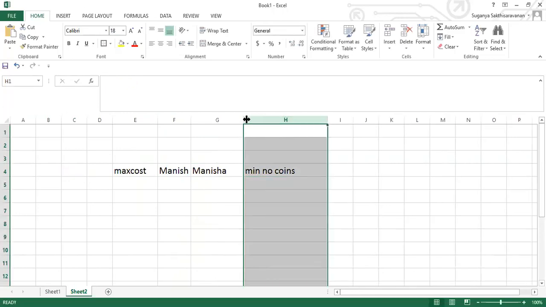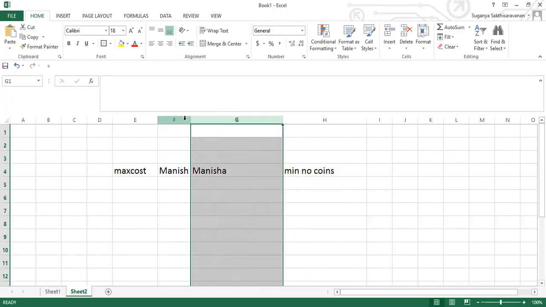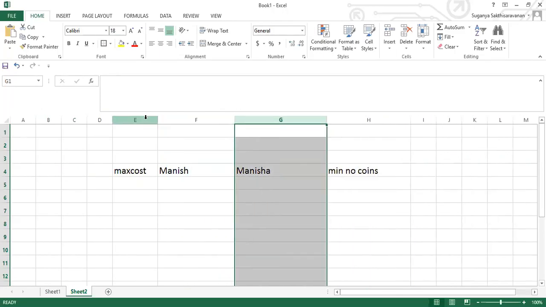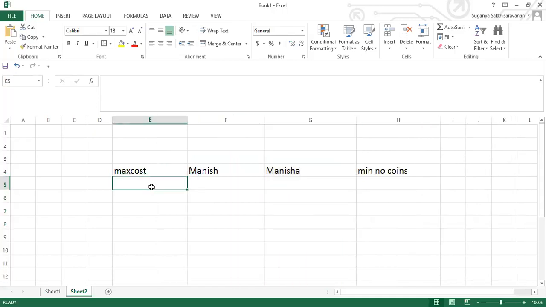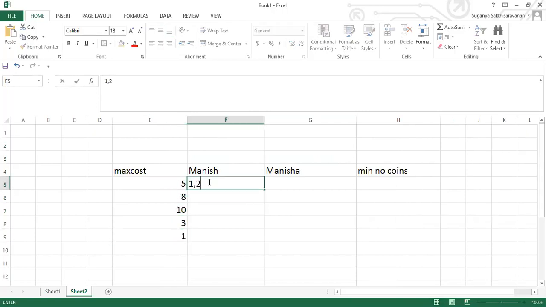When you go for the minimum number of coins, then for sure Manish's point is not going to help in all situations. You can just take some scenarios, like if the maximum amount is 5, or 8, or 10, or 3 rupees, or 1 rupee. According to Manish, he's saying 1, 2, and so on till 5, and in the same way if it is 8, he's saying 1, 2, till 8. He's saying that starting from 1 rupee, you should generate coins up to that amount, then it will be easy for selling the product, right?